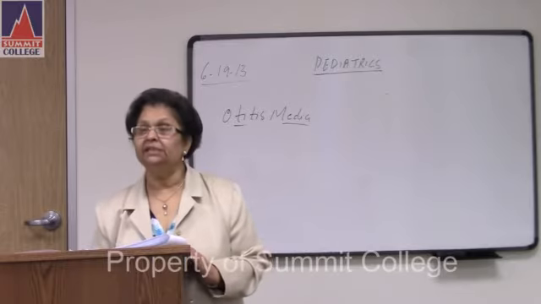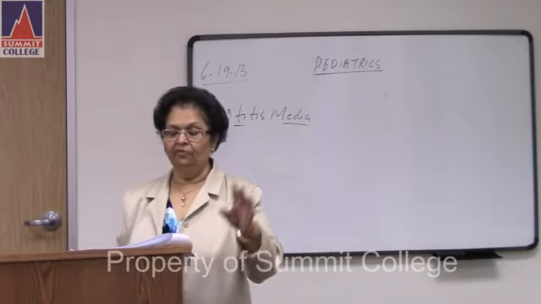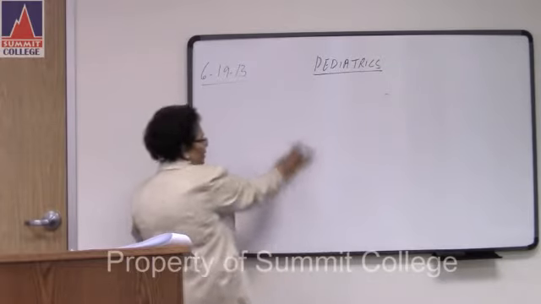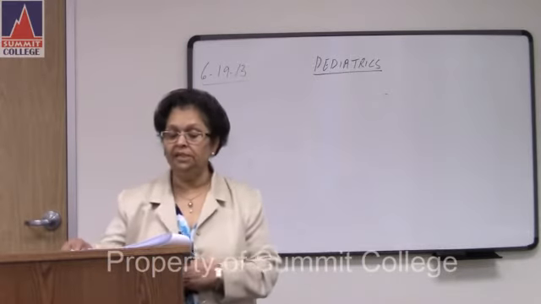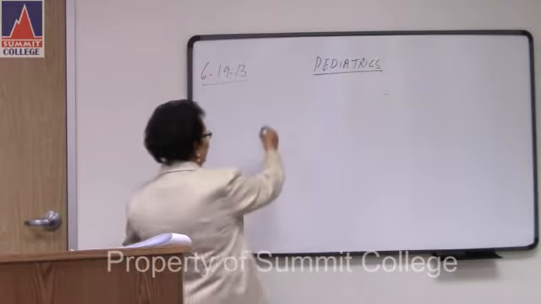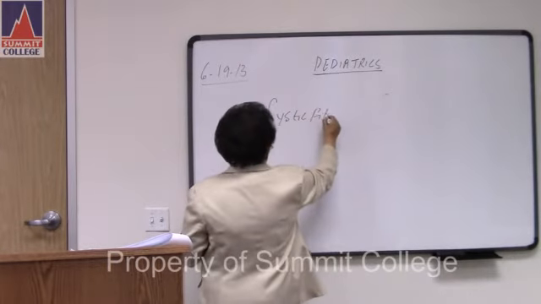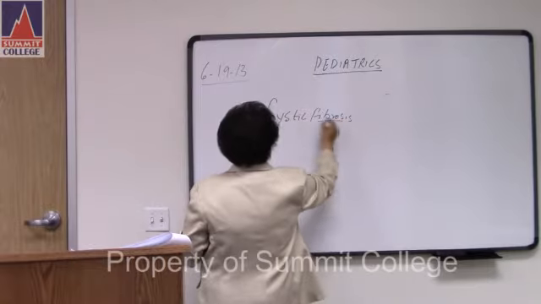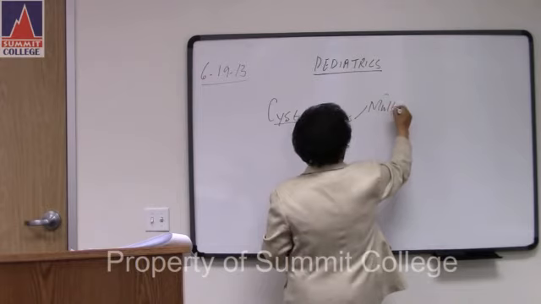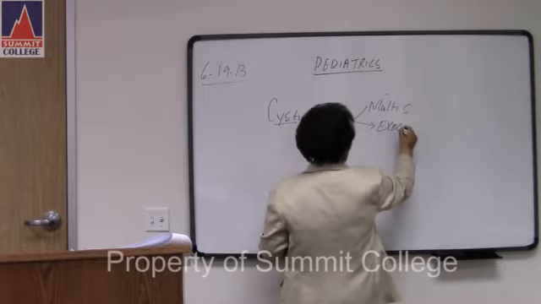Next word is cystic fibrosis. A child with cystic fibrosis has, underline the word, multi-system, very important, multi-system disorder. And what is the problem with the child here? Exocrine gland at the end. So when we are talking about cystic fibrosis, what the child is having here is multi-system. Number one, not only one system, it affects multiple systems. And the second word is exocrine gland.